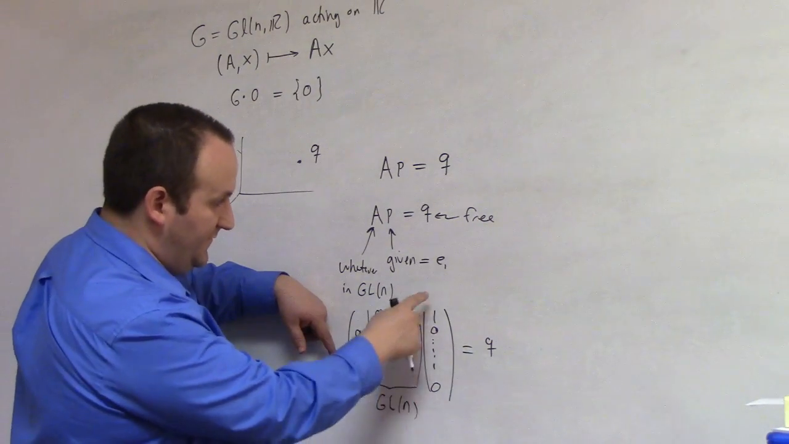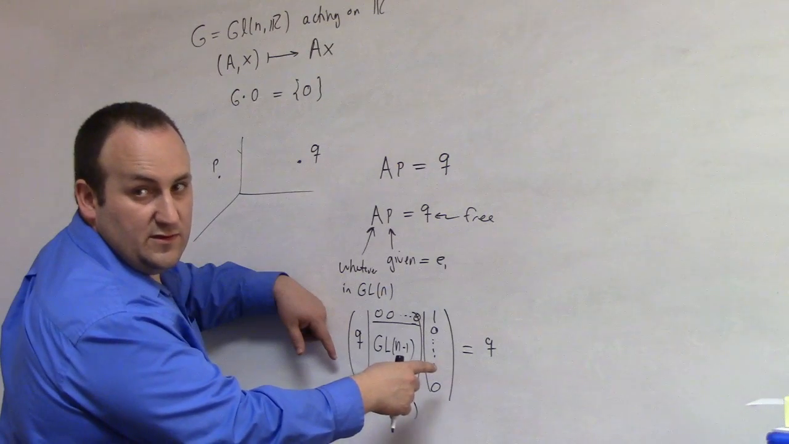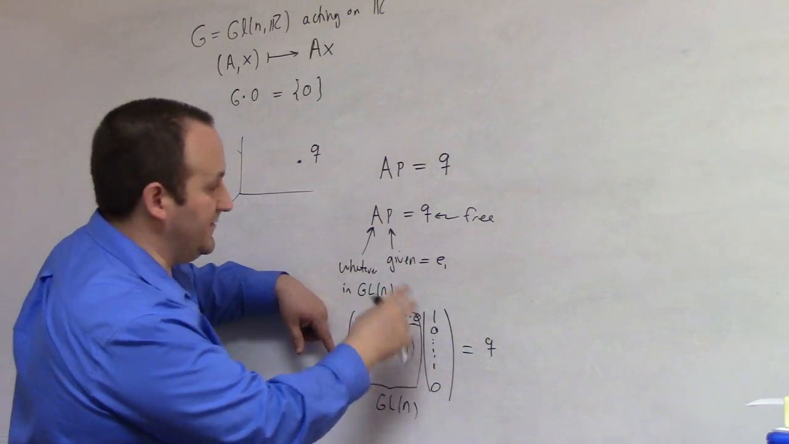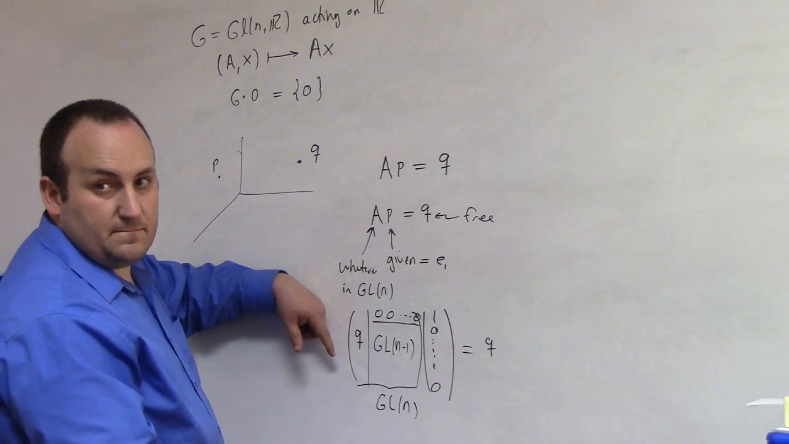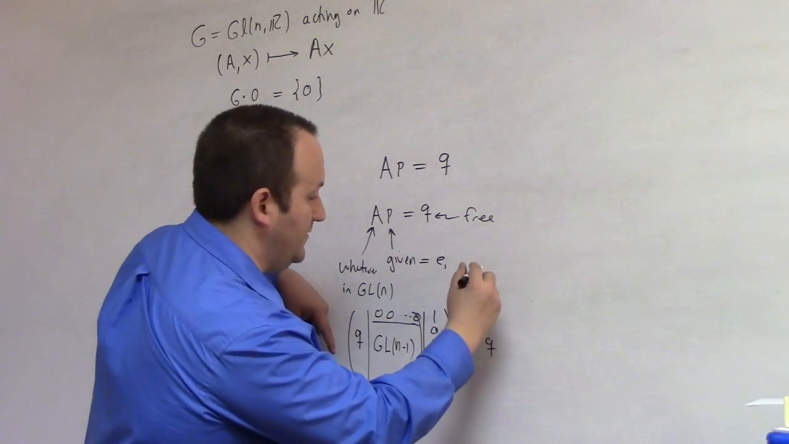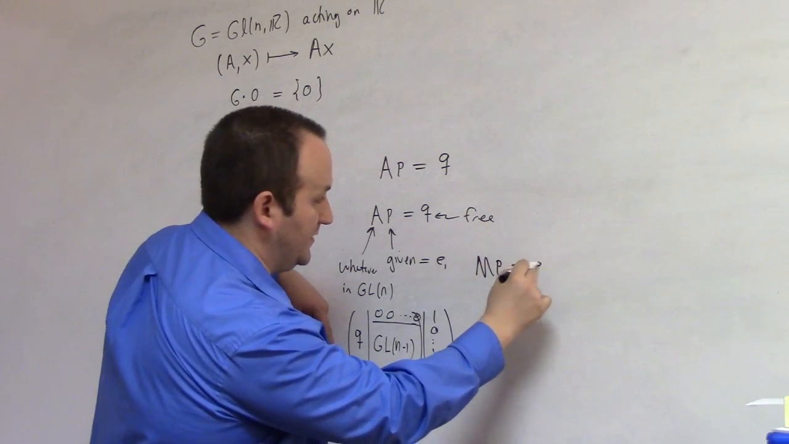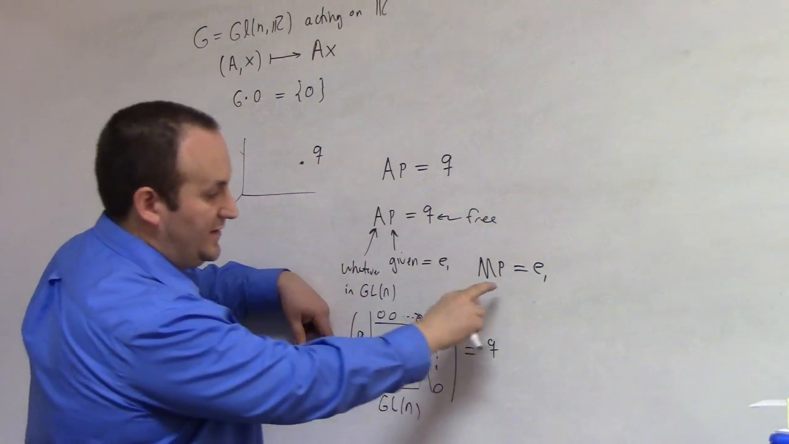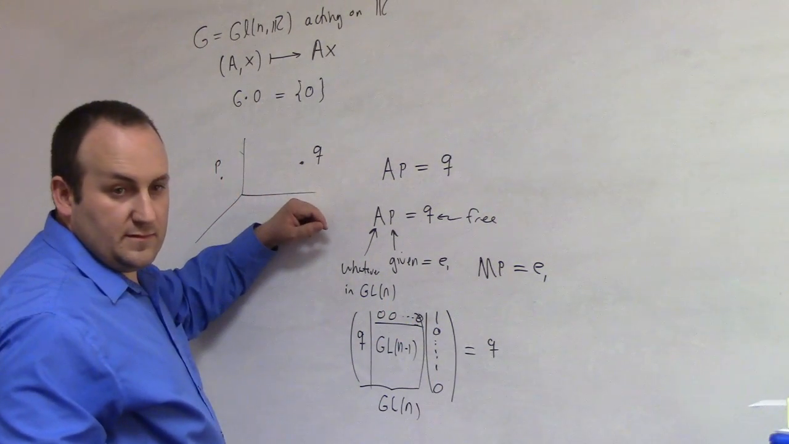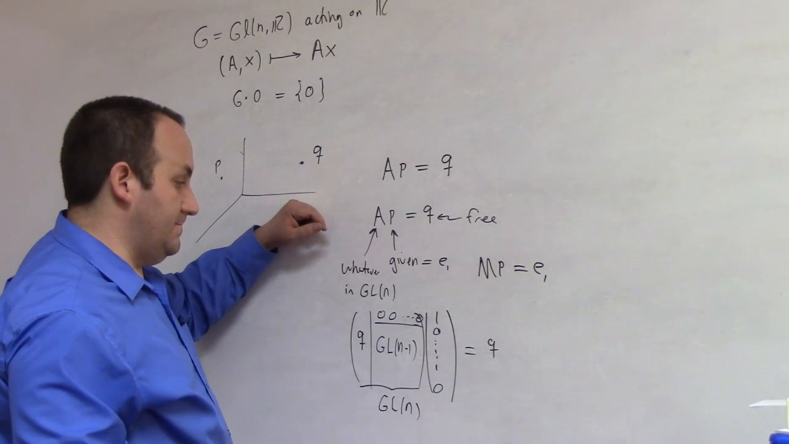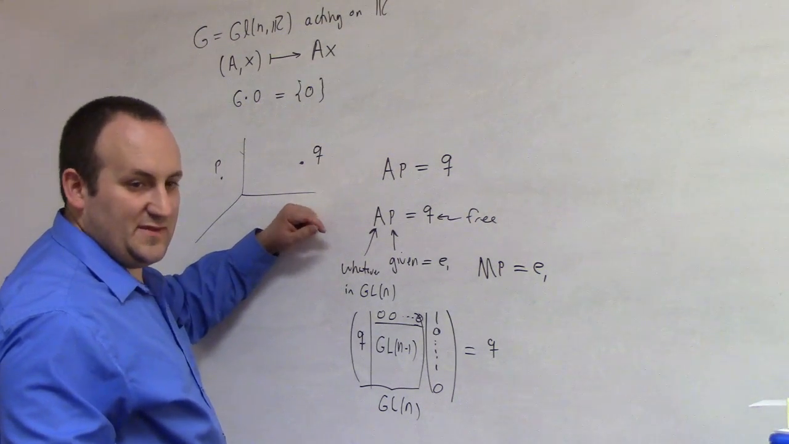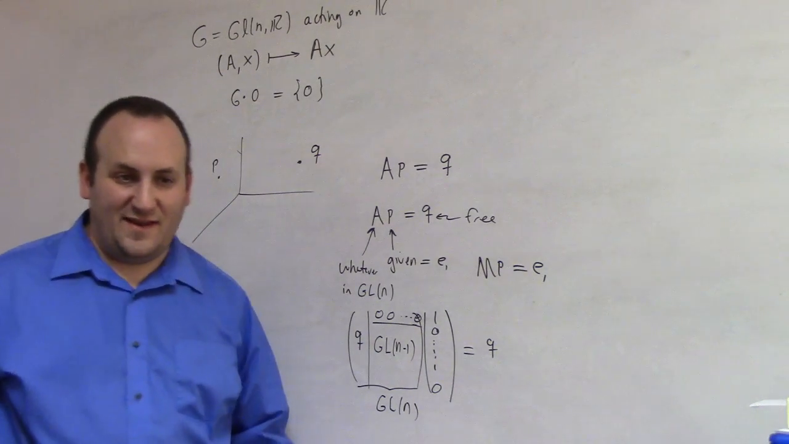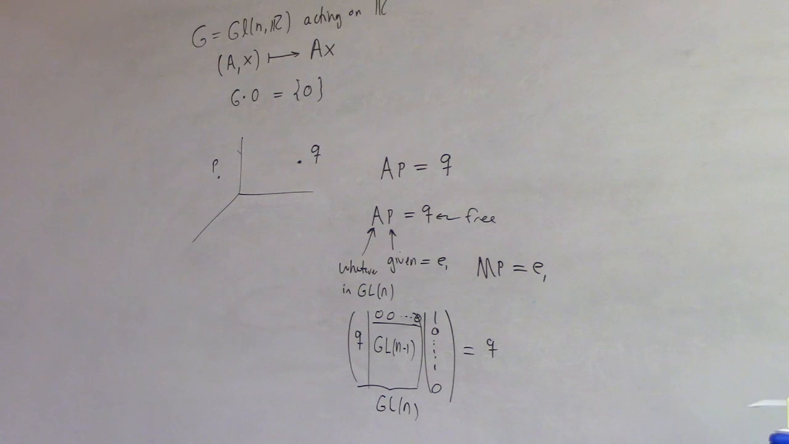And the thing is, if it's not E1 to start with, you can find a matrix that will change your given P to E1. You can solve M times P equals E1. You can find a matrix to do that for any given P. I don't know if I'm completely convincing, but we have so much freedom here. You can, in fact, connect any given point P to any given point Q by some invertible matrix multiplication.